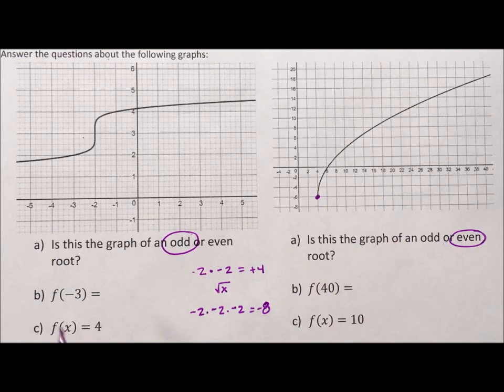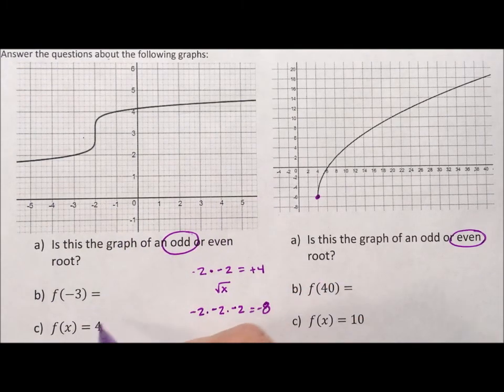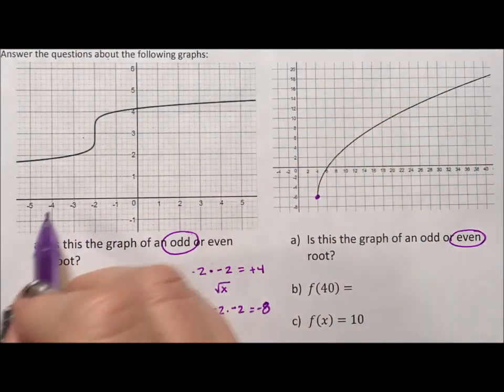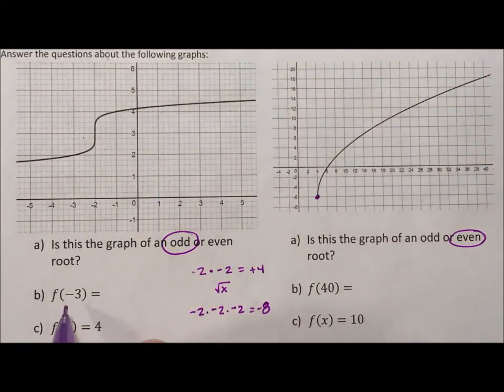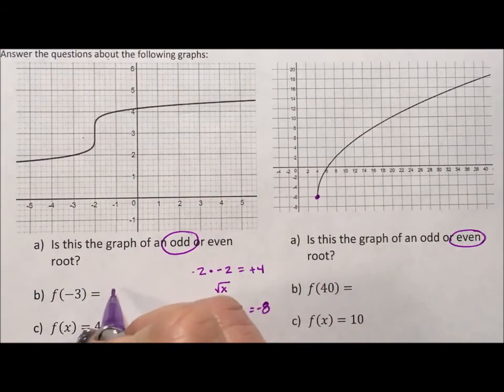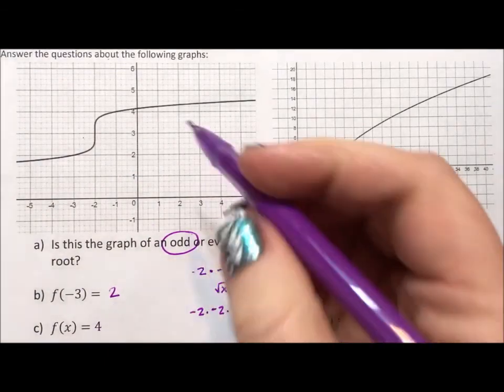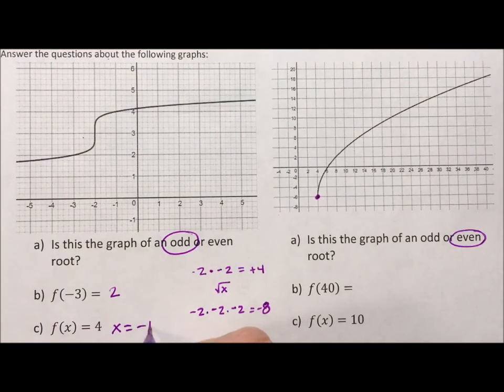Okay, so to remember what's going on here, the number in the parentheses is the input, and our input is always along the horizontal axis. The number outside is the output. This is kind of the same as saying y equals 4, and in this case we're looking for what input gives us the output. So for f of negative 3, when x is negative 3, y is 2. And here, when y is 4, x is negative 1.